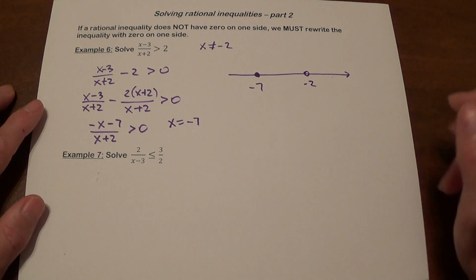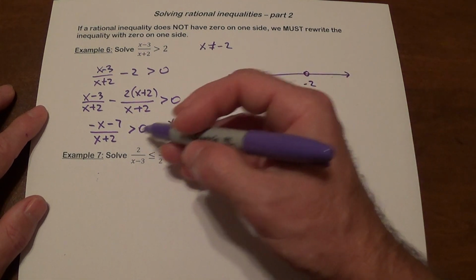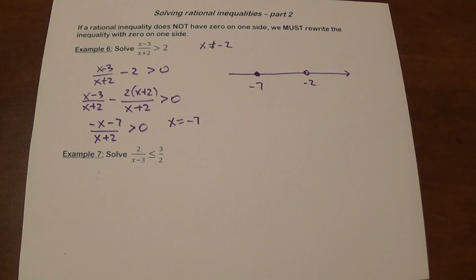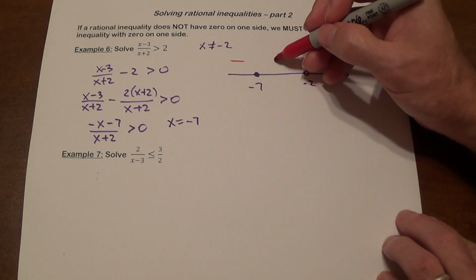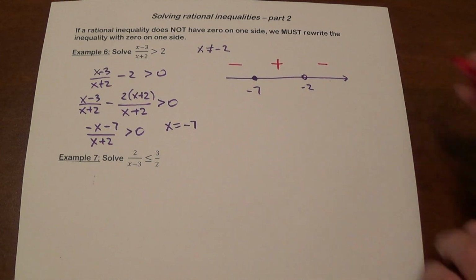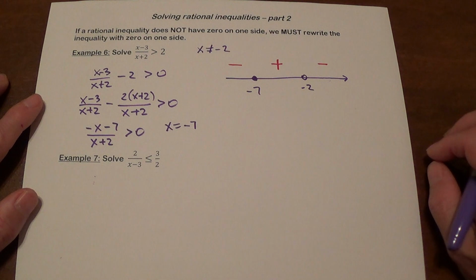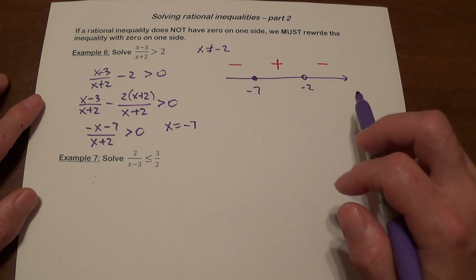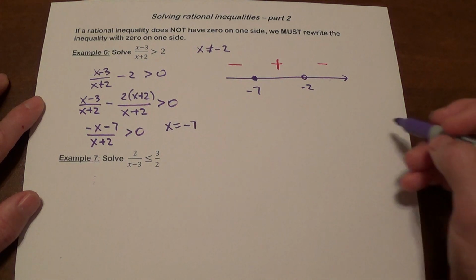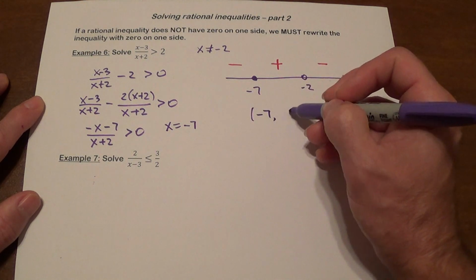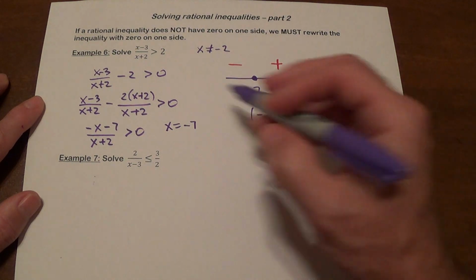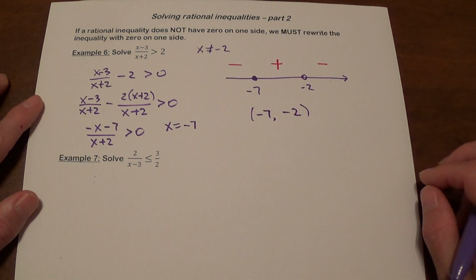Okay. The signs here are going to be this way. It's going to be minus, and then plus, and then minus. Okay. And we can go ahead and see what we need. We want it to be greater than 0, so it is going to be between -7 and -2, right? It's strictly greater than, so we do not include -7.